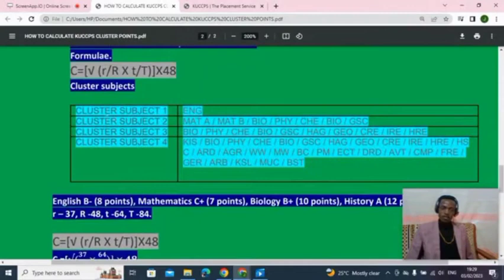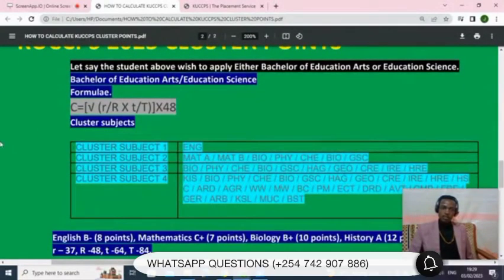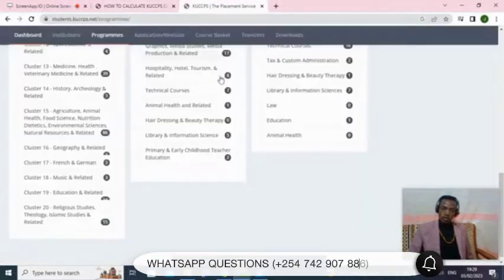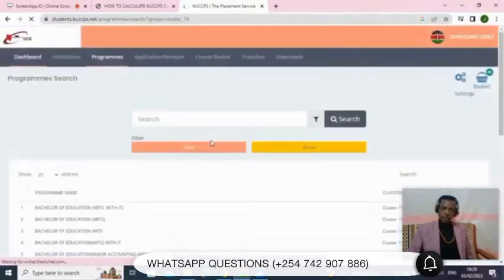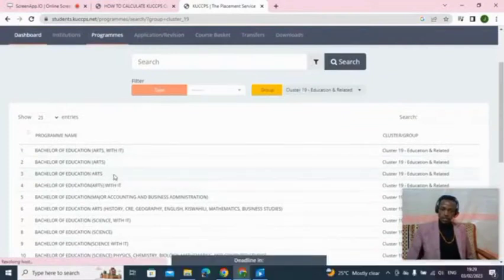Therefore, the first thing to consider is the cluster subjects. We have said that the small r stands for the four cluster subjects. Which are these four cluster subjects? As you visit your Kuccps portal, you will see, for example, Bachelor of Education Arts and Education Science is in Cluster 19, Education and Related Courses. Here in Cluster 19, we have Bachelor of Education Arts.